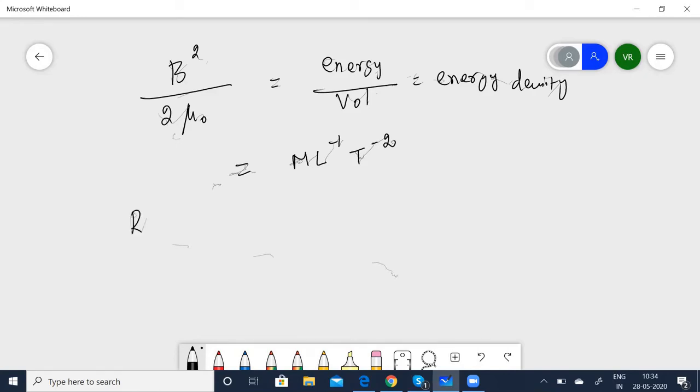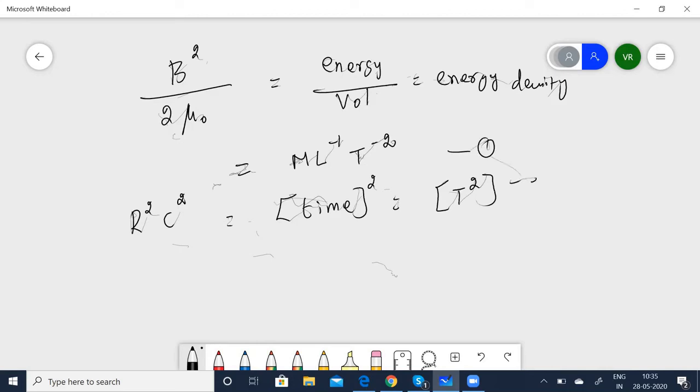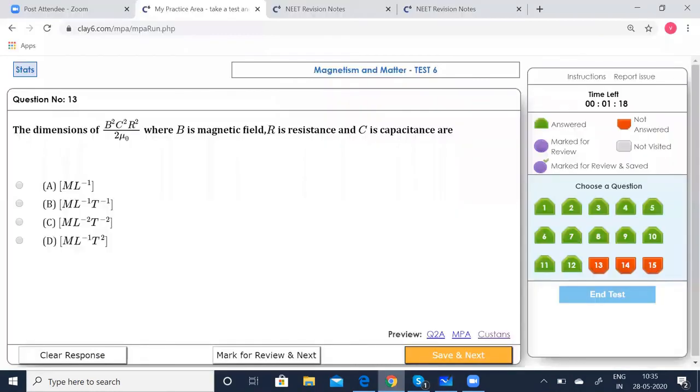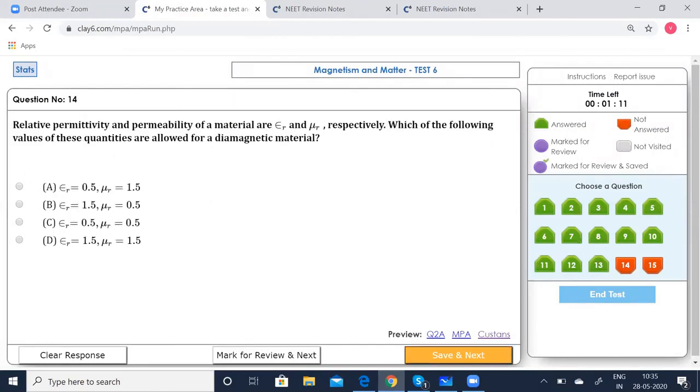Now next take R squared and C squared. So this is nothing but time, so time squared, which is equal to T squared. So multiply 1 and 2, you get simply ML to the power of minus 1. So let's see which option is correct. Option A is correct. So dimensionally it should be ML to the power of minus 1. Go to the 14th one.